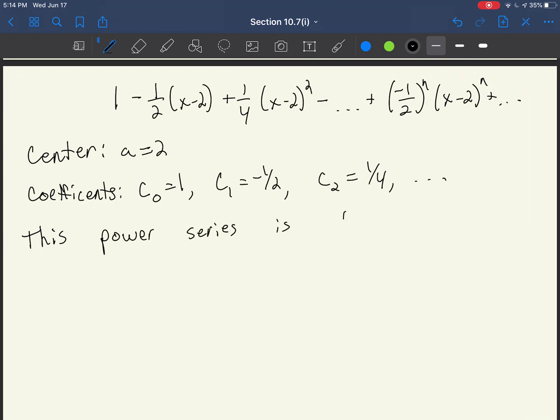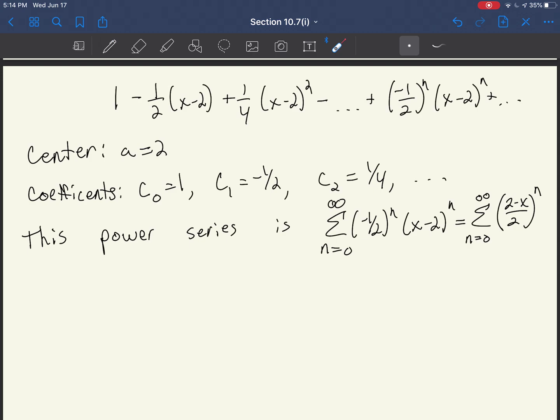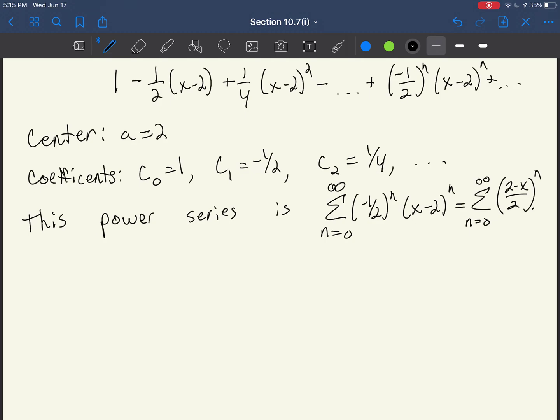So we can write this power series as the summation from n equals 0 to infinity of (negative 1/2) to the n times (x minus 2) to the n, which we can also write as the summation from n equals 0 to infinity of ((2 minus x) over 2) to the n. Just combine the negative 1/2 and the x minus 2, and I threw the negative sign in by rearranging into the x minus 2. So then what does this series look like? This series looks geometric.